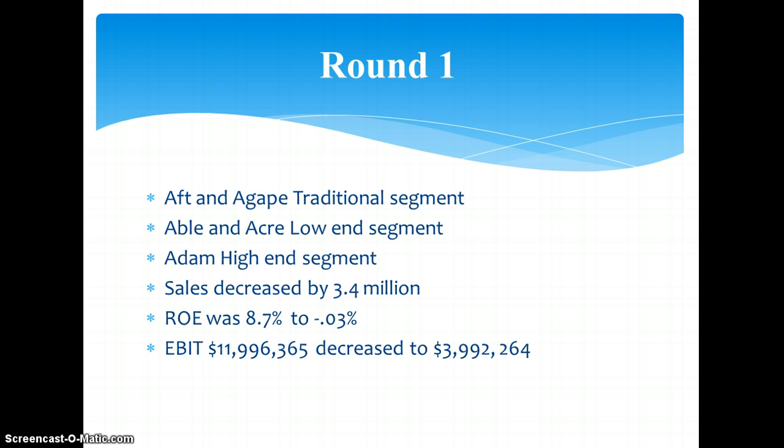Round 1. In round 1, our management team decided to move Aft and Agape to the traditional segment. We moved Able and Acre to the low-end segment, moved Atom to the high-end segment. Our sales for this round actually decreased by $3.4 million from round 0, or from the start of the simulation.